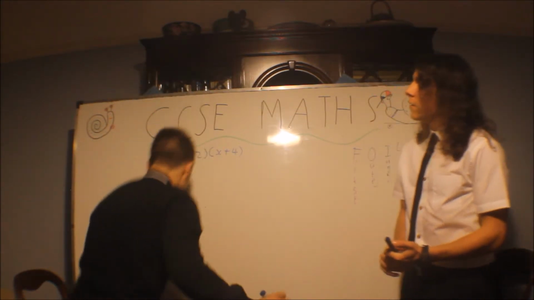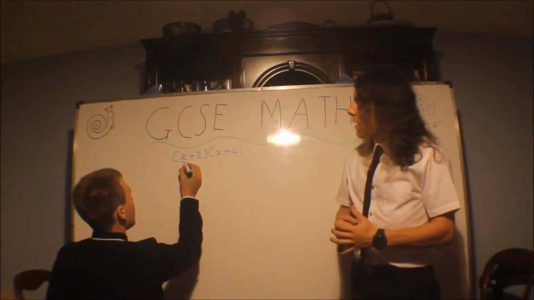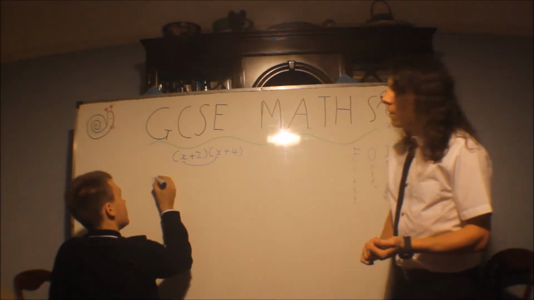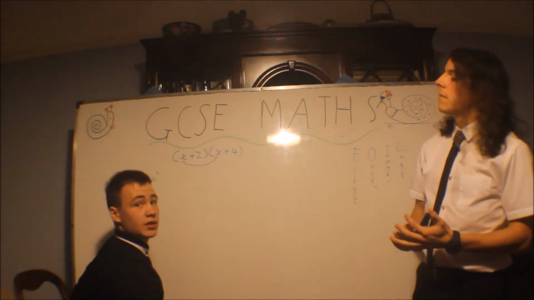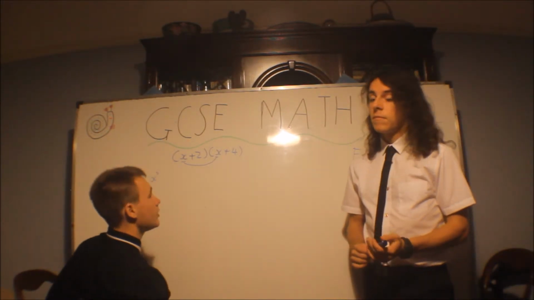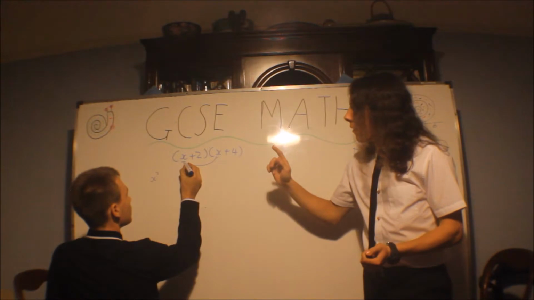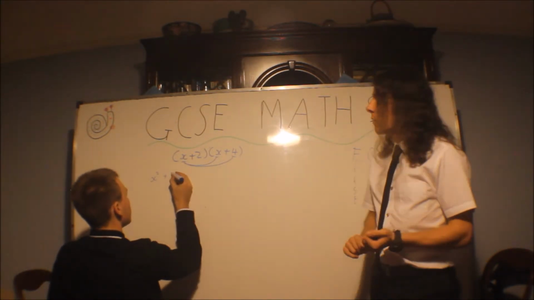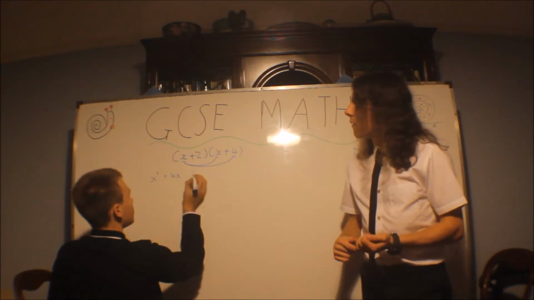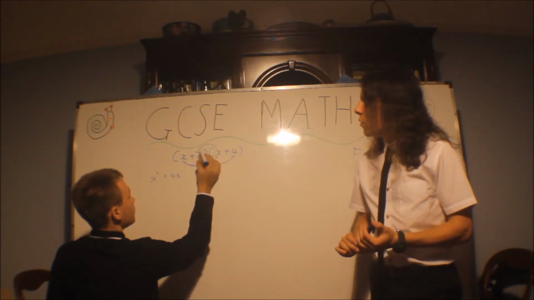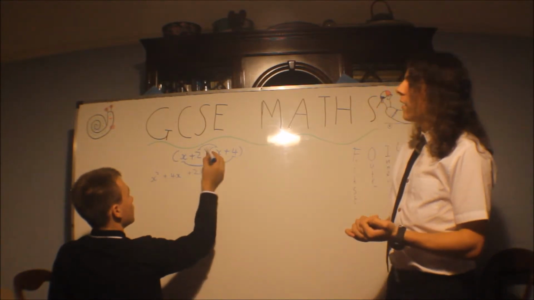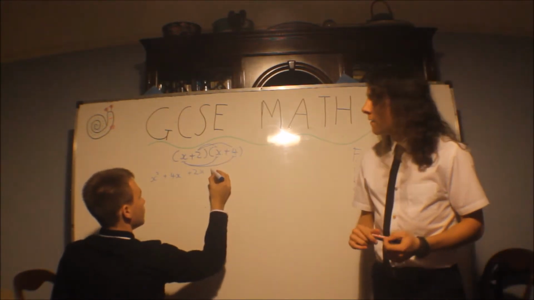So let's do it. First, x times x makes x squared. We did this in algebraic expressions. If you haven't seen that video and you don't understand, feel free to view it. Then we have our x times our 4, which becomes 4x, so it's plus 4x, positive. Then our 2 times x, which is 2x. And then finally 2 times 4, which is 8.